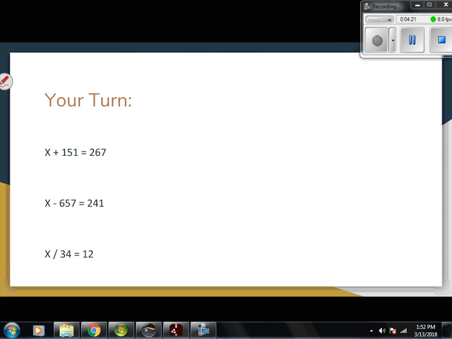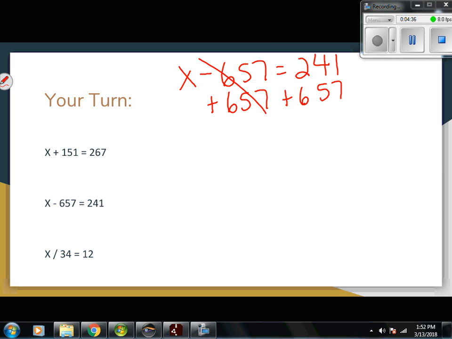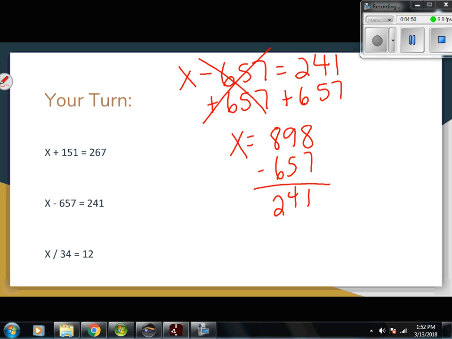Okay, we also have x minus 657 equals 241. Okay, it's asking me to subtract. The inverse operation of subtraction is addition. I'm going to add 657 to both sides, which makes this cancel out. x is equal to 898. If I subtract 657 from 898, I should get 241, and I do.